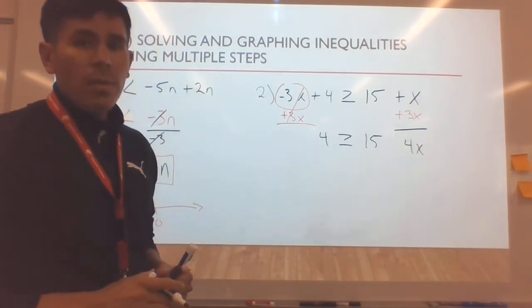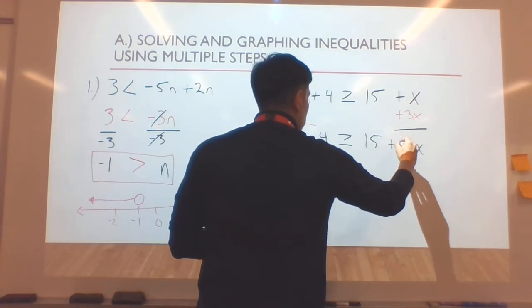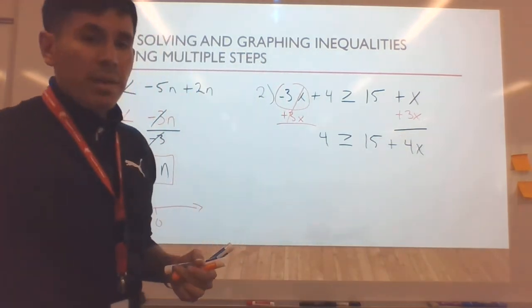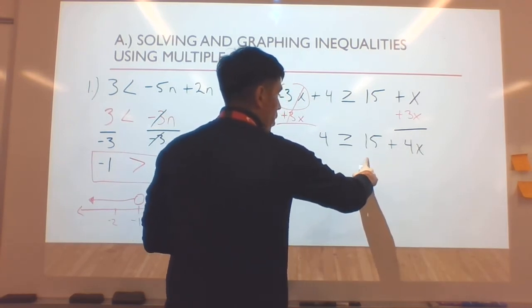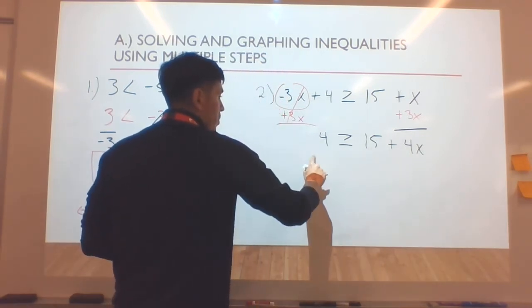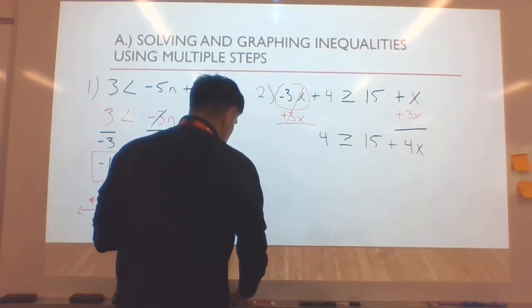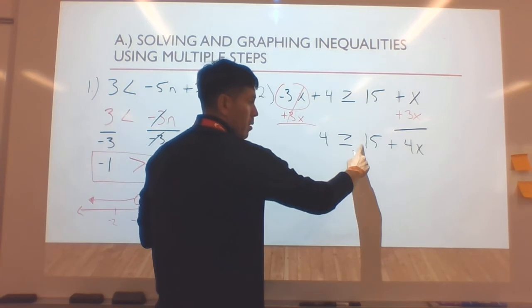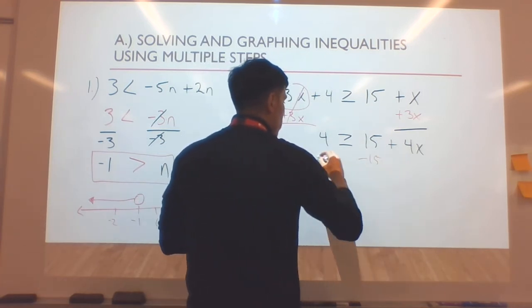Now what's left? Now what do I do? Let's not forget this plus sign here. So again, I want to get x by itself. I can't combine these two. So I'm going to move the 15 over here, because I want to get x by itself eventually. What's the inverse of positive 15? It's minus 15.